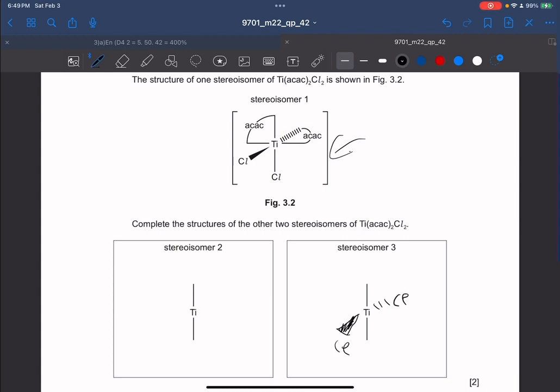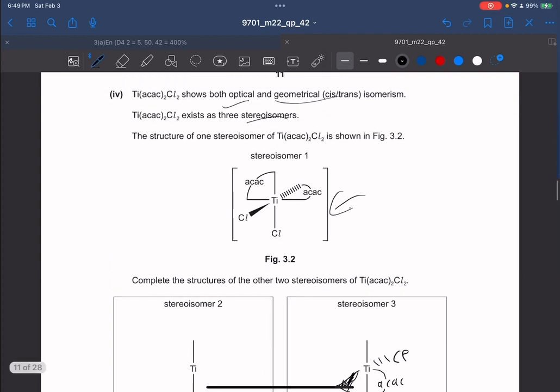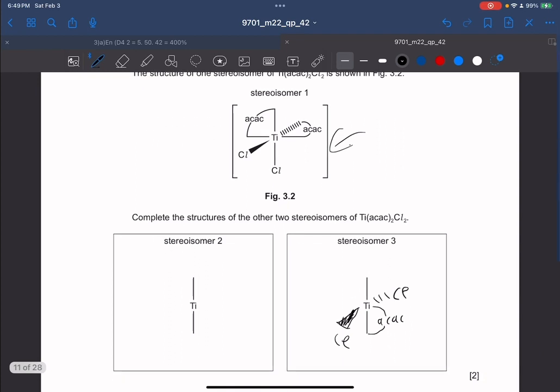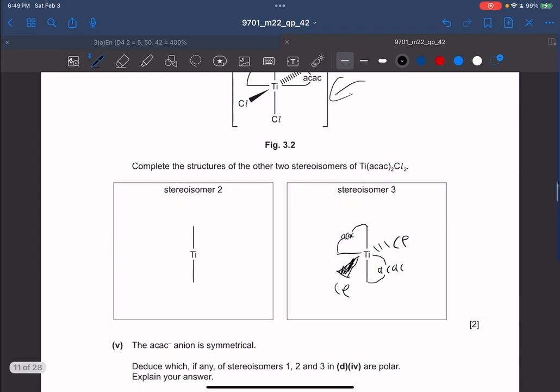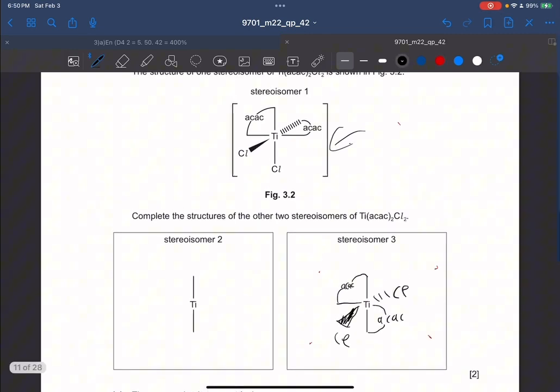Cl. So this is going to be our other ligand. Okay, so that's our trans. Again, these are in opposite directions, so it's trans. This one is the optical isomer.